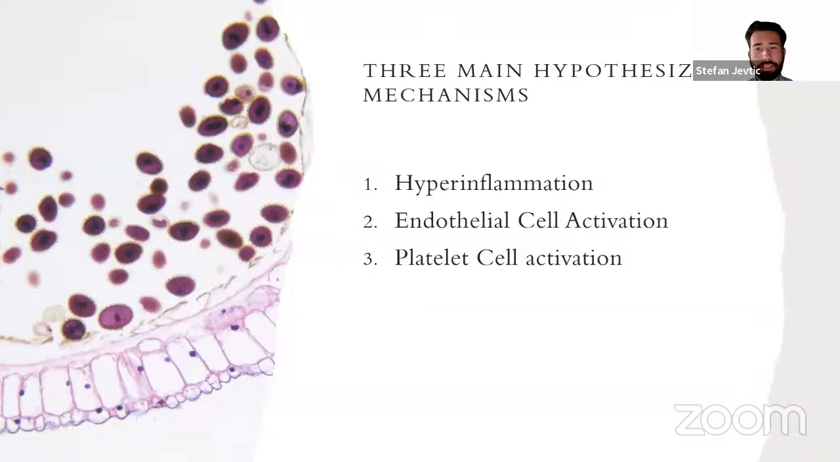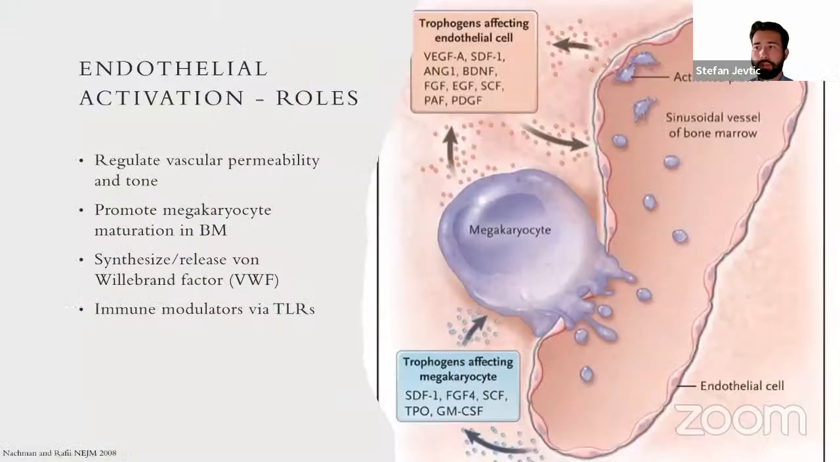So the next pathway we'll discuss is endothelial cell activation. And we'll just begin with a brief review of general endothelial cell physiology. As you know, endothelial cells generally regulate vascular tone and permeability as their main role, but they've also been shown to regulate megakaryocyte development in the bone marrow, as well as platelet cell maturation through various factor signaling and thrombopoietins. They're also the main synthesizers and regulators of von Willebrand factor in the body, and have also been implicated in the immune system via toll-like receptors.